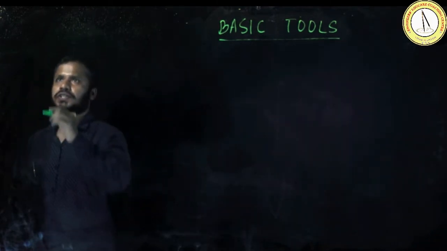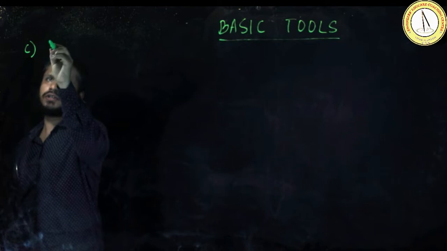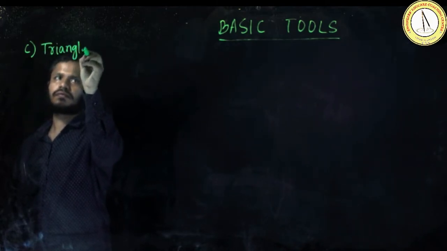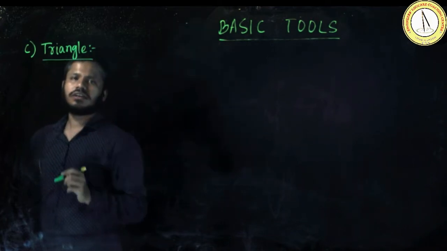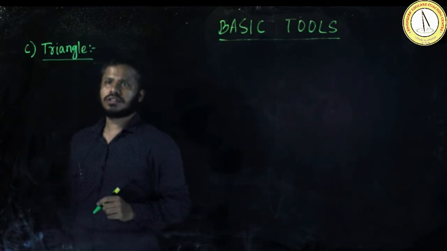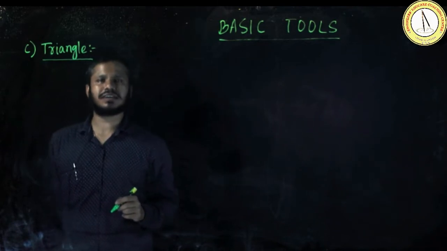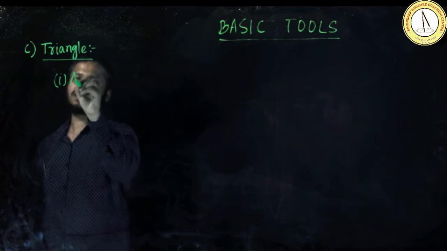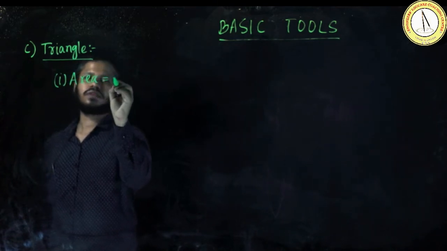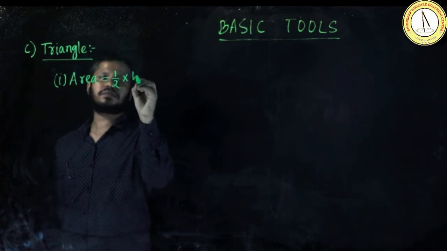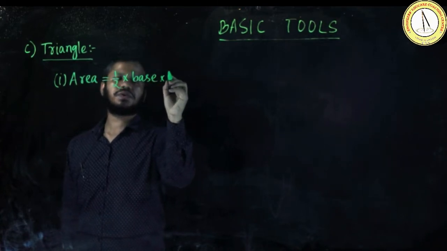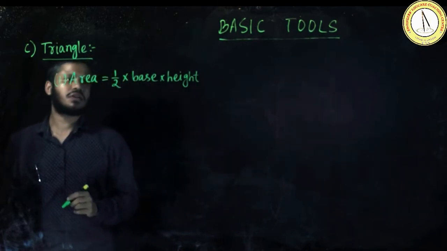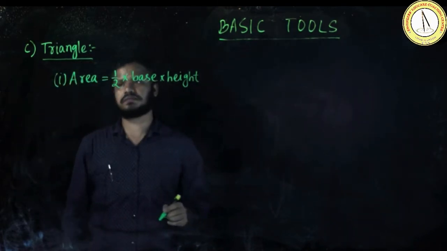So next, the area of triangle. There are so many formulas for calculating the area of triangle. So first formula is area is equal to half into base into height. So half into base into height.